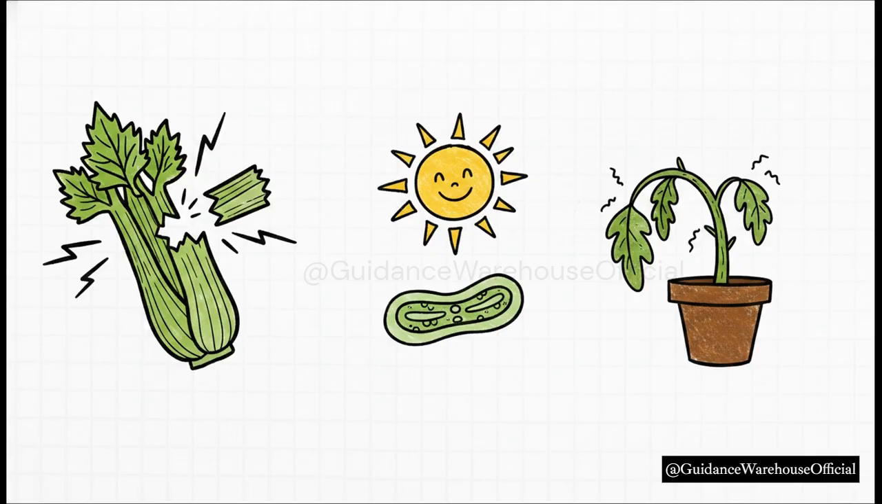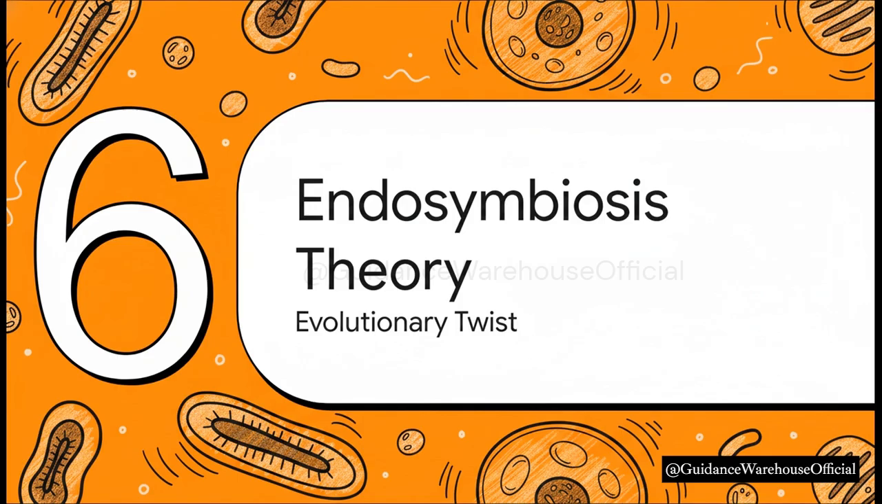And that huge central vacuole, it acts like a water balloon regulating pressure. If you forget to water your houseplant, the water drains out of that central vacuole, it shrinks, and it can't support the cell wall anymore. That loss of internal pressure is exactly what causes your plant to visibly wilt. Finally, we arrive at Section 6, the endosymbiosis theory, the evolutionary twist.